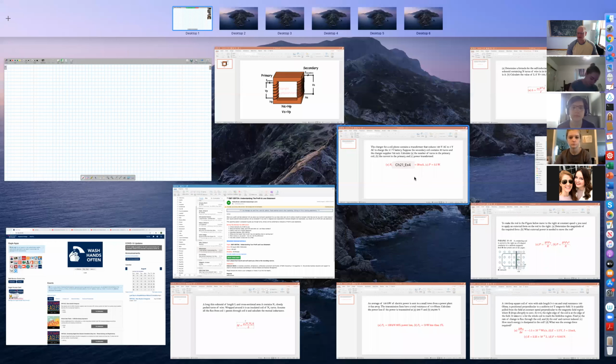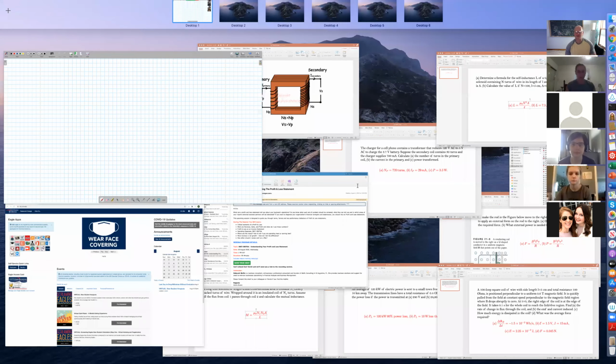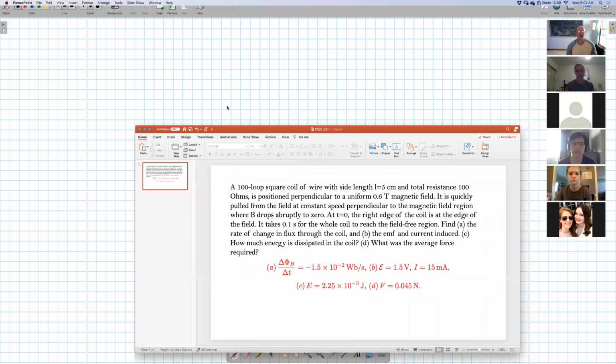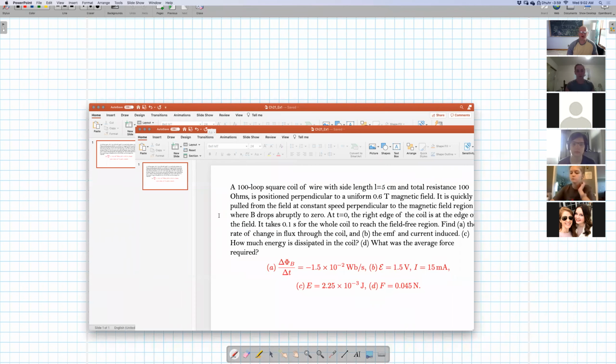Here is my first example. It says that we have a 100-loop square coil of wire of side length L equal to 5 centimeters and a resistance R equal to 100 ohms, positioned perpendicular to a magnetic field which has a strength of 0.6 Tesla. It is quickly pulled from the field at constant speed, perpendicular to the magnetic field, into a region where B abruptly goes to 0.